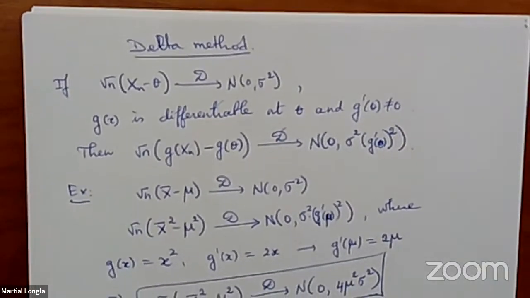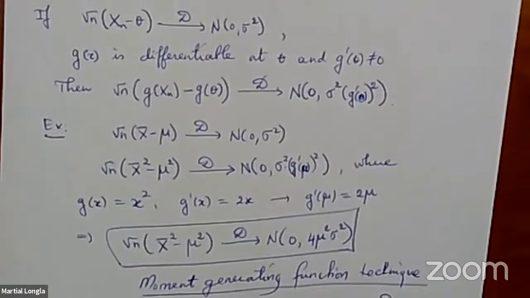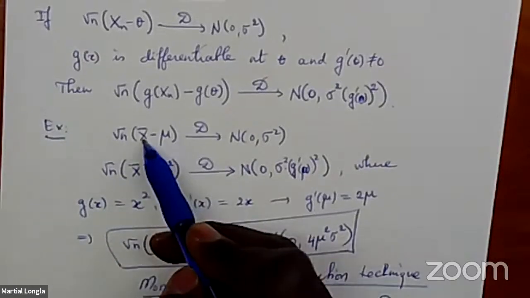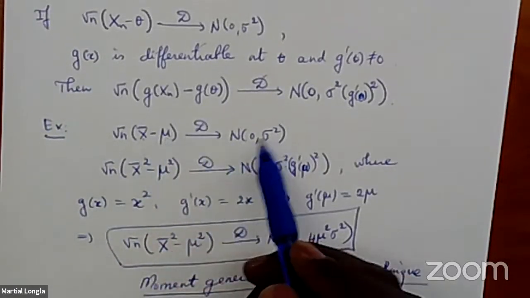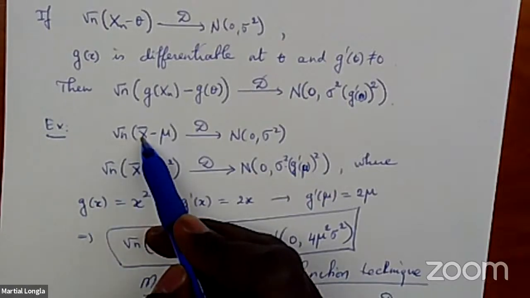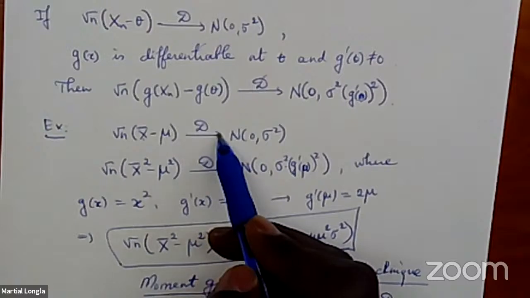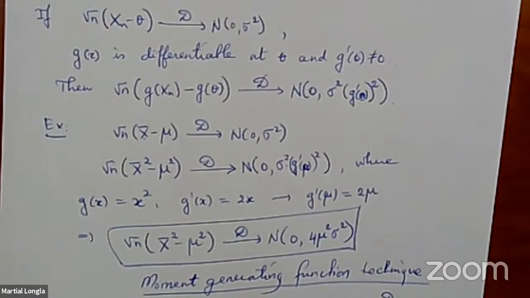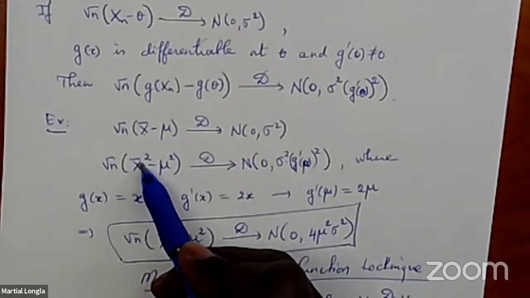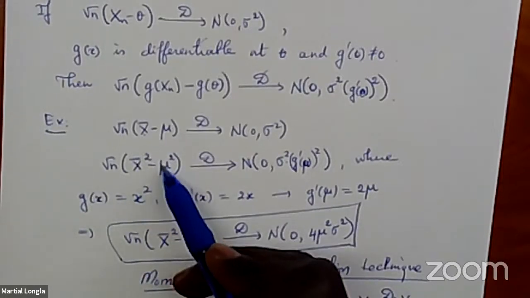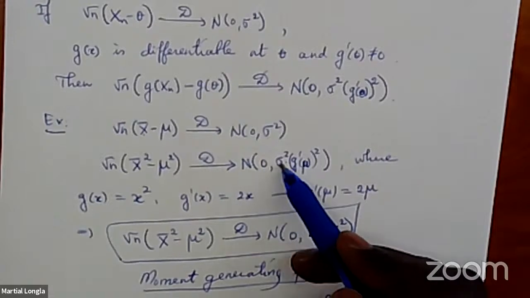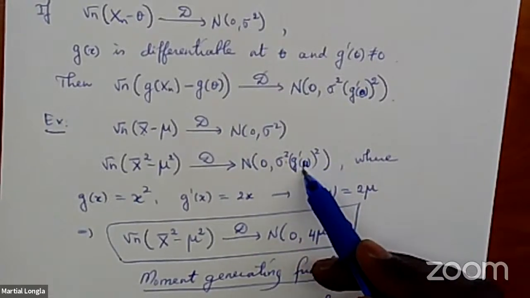An example of this is what you have here. Let's say we know that for an IID sequence with mean mu and variance sigma squared, square root of n times x bar minus mu, by the central limit theorem, converges in distribution to normal 0, sigma squared, right? So we know that. Therefore, I can easily show that square root of n times x bar squared minus mu squared converges in distribution to normal with mean 0 and variance sigma squared times g prime of mu squared.